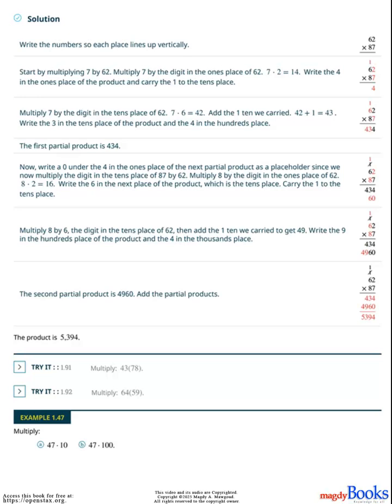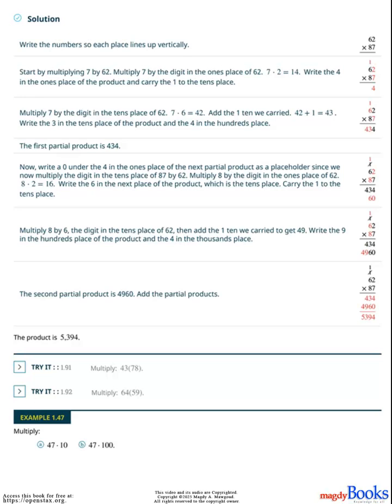Try it 1.91. Multiply 43(78). Try it 1.92. Multiply 64(59).